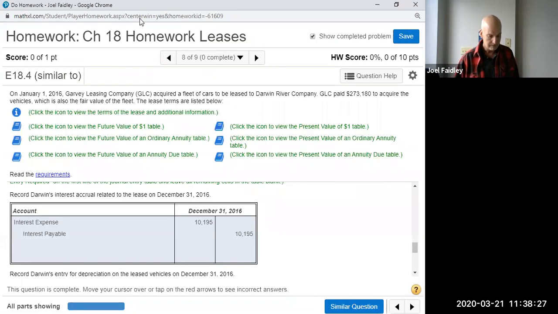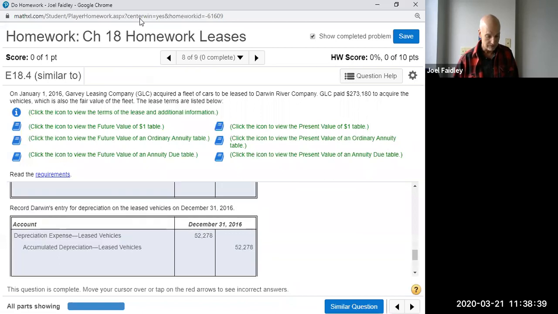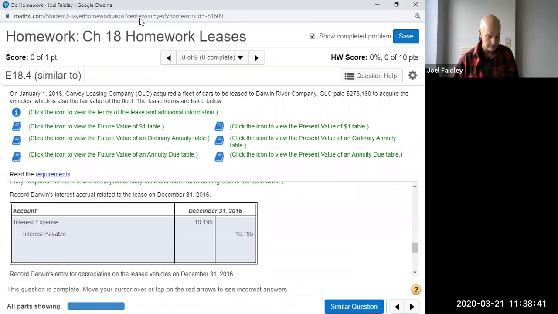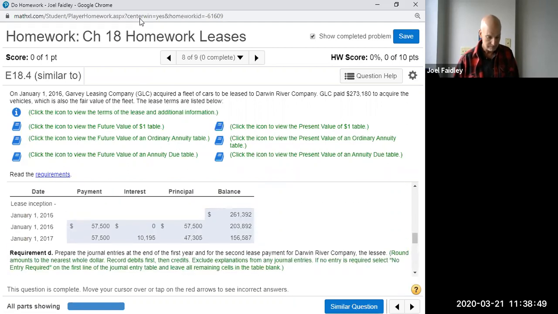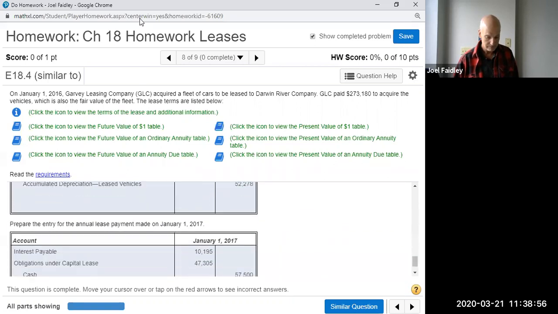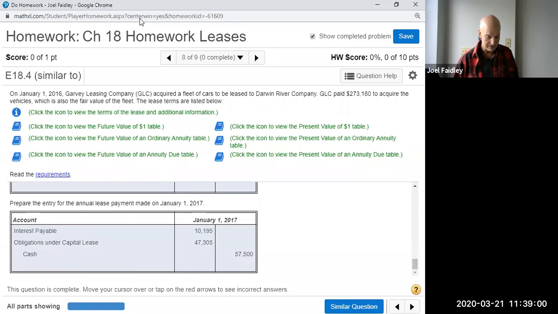All right, there's the interest expense, interest payable. Again, they break this up, showing the accrual on December 31. What happens on January 1? Oh, they are going to show it on this one. All right, good. So there's the interest expense accrued, interest payable. There's my depreciation, which is right up here. My present value, 261,392 divided by 5 years, yes, 52,278. Then they show that interest payable.